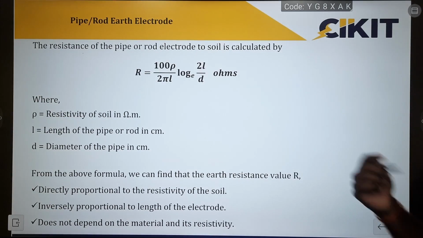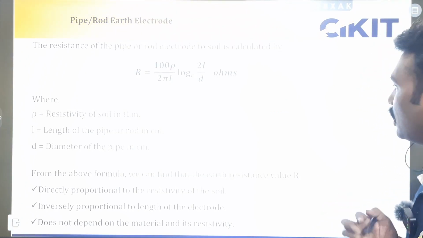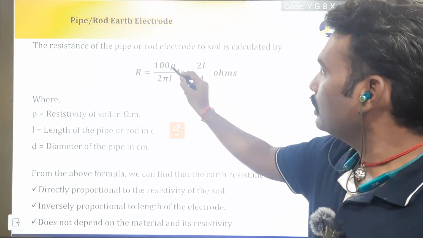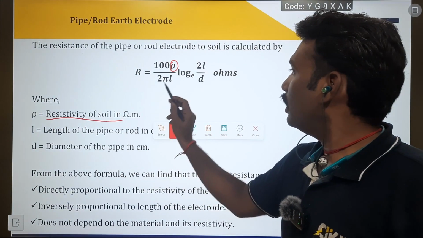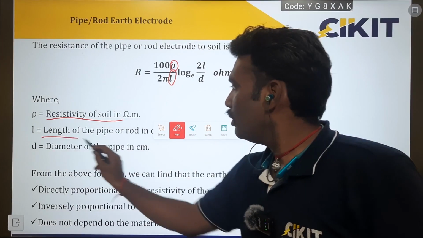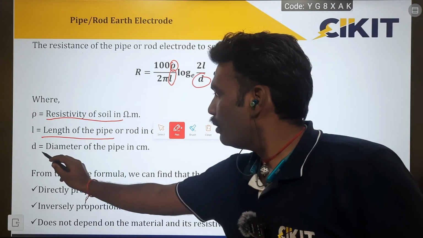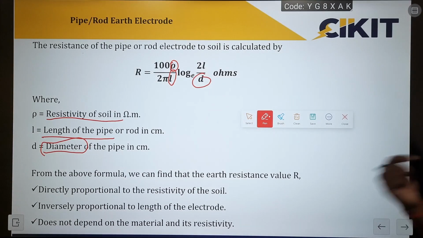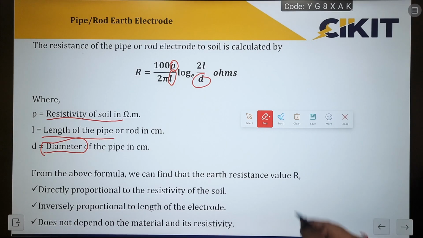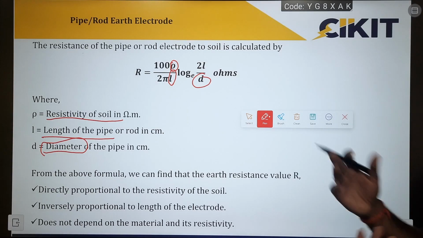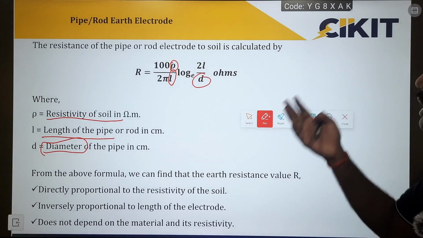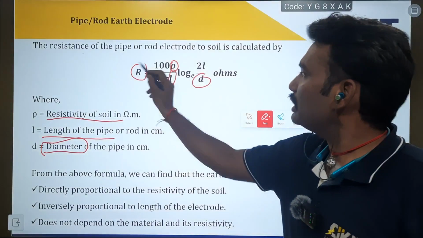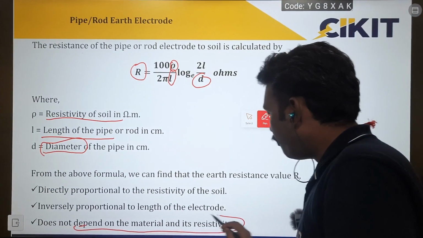So this is the formula for calculating the resistance value of pipe and rod earth electrodes. If you observe this formula, there are three different parameters. The first one is rho, that is resistivity of the soil, the second one is the length of the earth electrode, and the third one is the diameter. In this formula also, the resistance value does not depend upon the material. So if I use either copper pipe or GI pipe or stainless steel pipe or a copper coated pipe or rod, if the length and the diameter are the same, the resistance value will be the same, and the resistance value does not depend upon the material of the earth electrode.